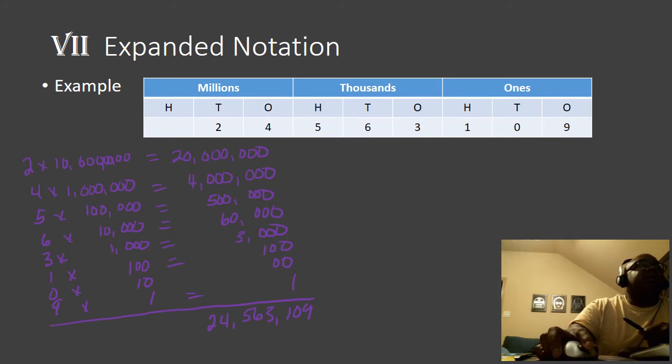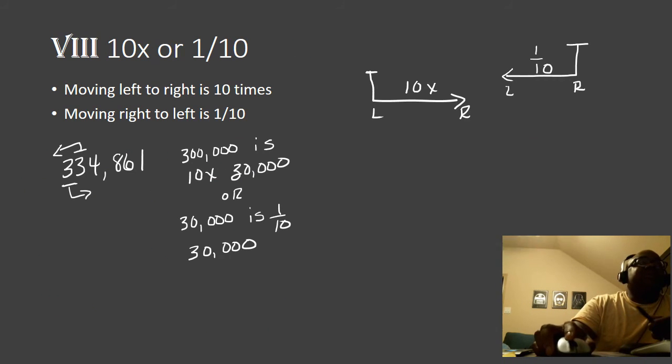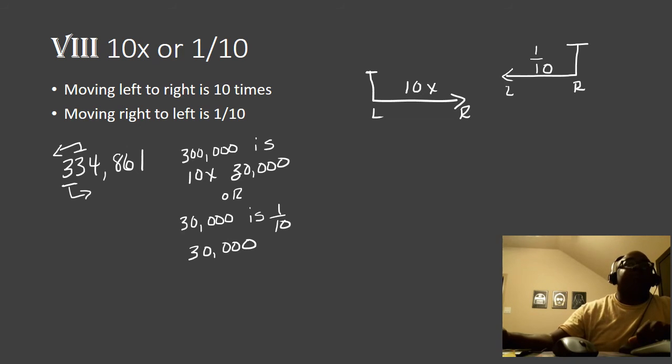All right, so let's go now and look at our next thing. So our next thing is going to be talking about 10 times or 1/10. Remember, moving from left to right is 10 times, and right to left is 1/10. You see I have my examples here that if I'm going from left to right and looking at 300,000, well, I can say that 300,000 is 10 times 30,000. Or if I go the opposite way, from right to left, then I can say that 30,000 is 1/10 of 300,000. And I did not put my other 0 right there. Messed that one up.